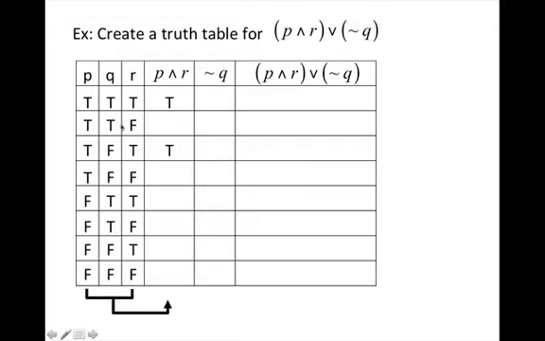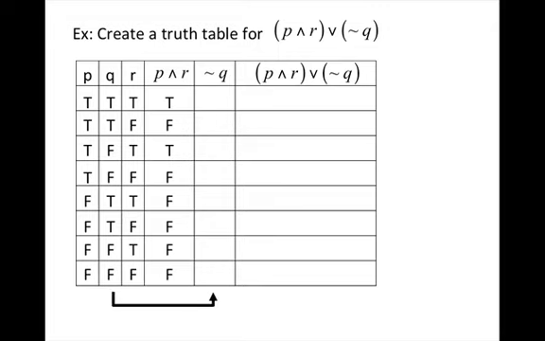In all my other rows, either the P or the R is false. So it's going to be false everywhere else. So for the AND, look at where they're both true. And that's when your AND is true, and it's false everywhere else.